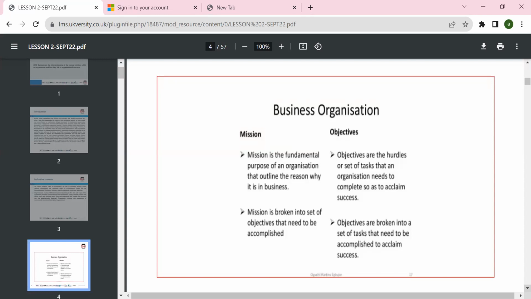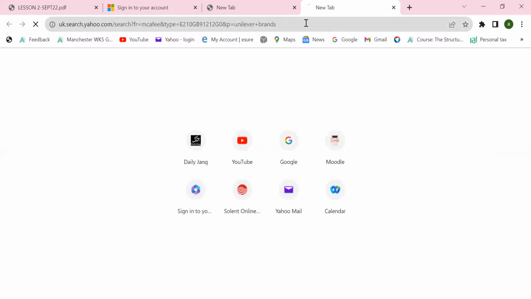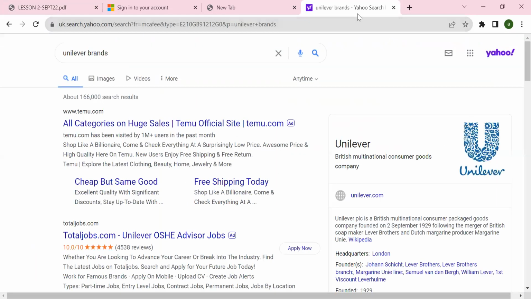Mission is the fundamental purpose of the organization and outlines the reason why it exists. Every organization has its mission. We can look at Unilever, which operates in Pakistan and other parts of the world, in Asia, in 130 countries. Do we know about Unilever? Are we using their products almost every day? I'll share the Unilever brands with you; hope you will quickly recognize them.